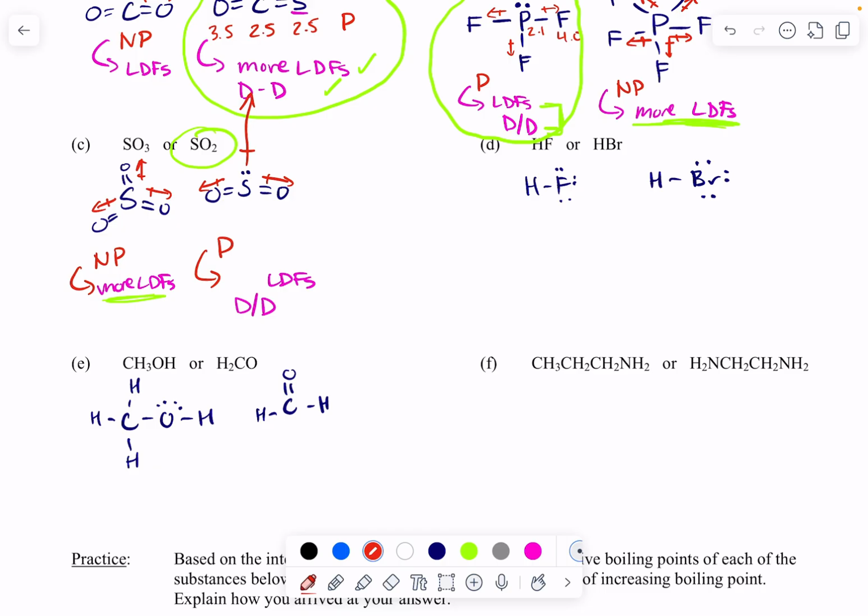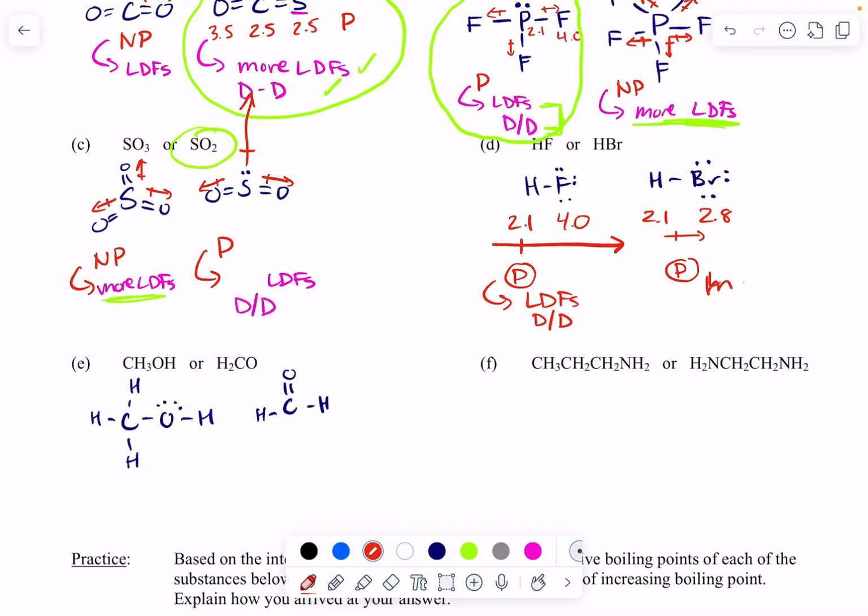On this next one, we get HF. F is 4.0, H is 2.1. Bromine, I believe, is 2.8, hydrogen is 2.1, so we both get dipoles pointed towards our halogen. I would just argue that the dipole in HF is much larger. Because we have a singular dipole that does not cancel, both are considered polar, so they both have LDFs and dipole-dipole.